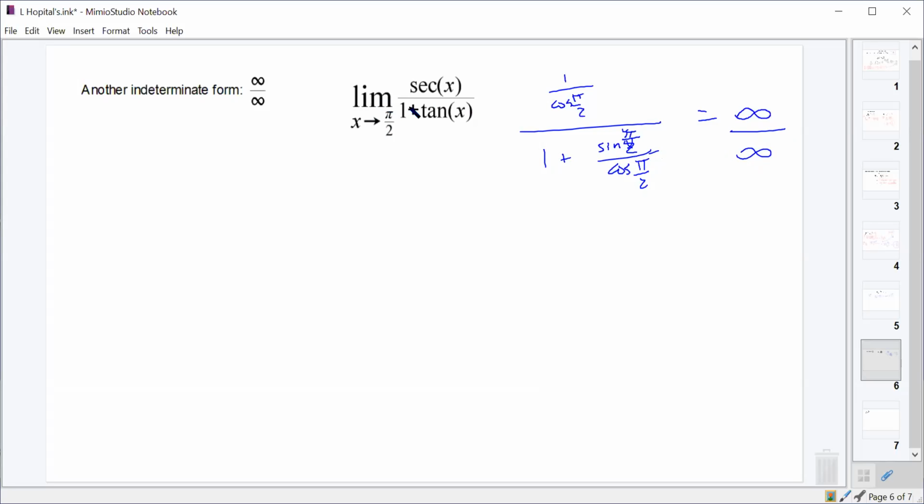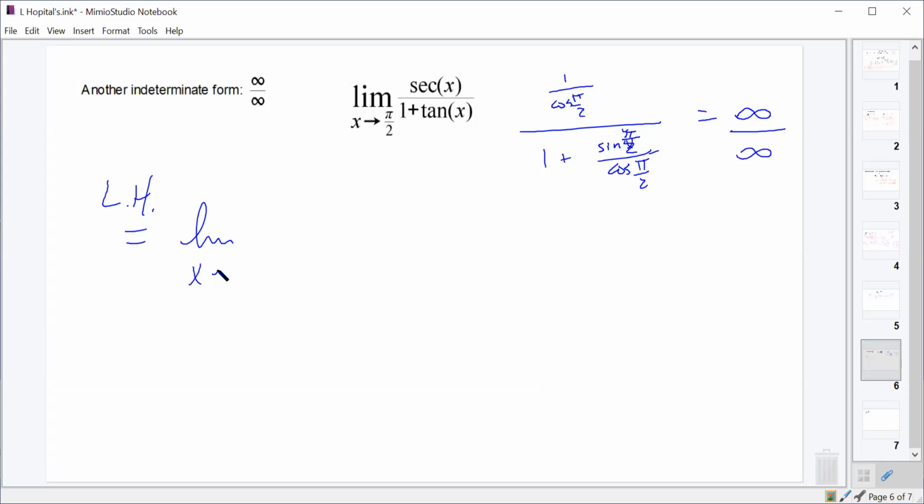Because remember, we're not getting to pi over 2. We're not making this undefined. It's just approaching a vertical asymptote when secant and tangent hit pi over 2. Good or no? Good. All right. So since it's infinity over infinity, we can use L'Hopital's rule to find the limit.